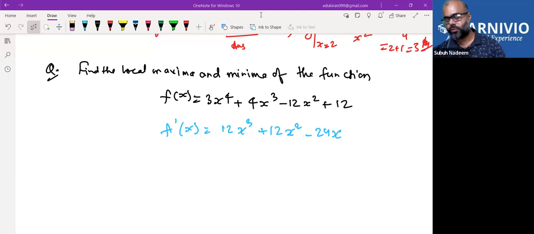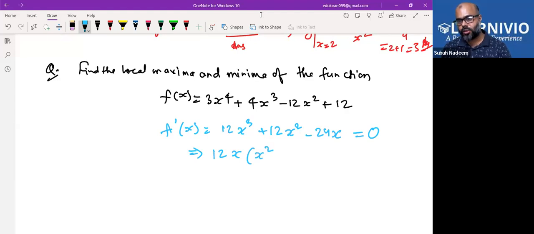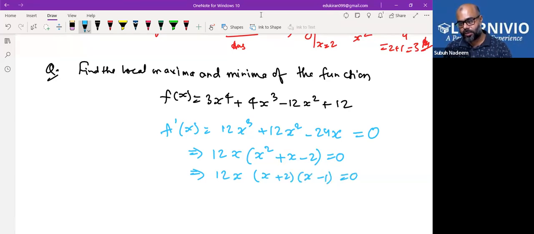What are the values of x which you are getting after equating it to 0? x is equal to 2 and minus 1. Okay, 0 will also come, no? This will become 12x common, x square plus x minus 2. Then it will become 12x, and here you will do the middle term splitting. You will get x plus 2 into x minus 1, right, is equal to 0. So there are three values. 12 is a constant, and x could be 0, x could be minus 2, x could be 1. So these three values are coming, right?